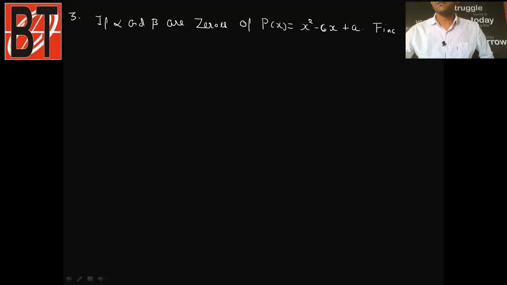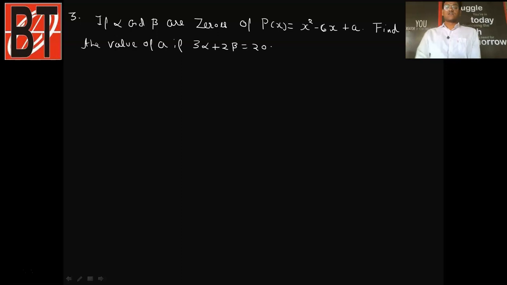find the value of a if we are given 3 alpha plus 2 beta is equal to 20. This is the question we are going to discuss.